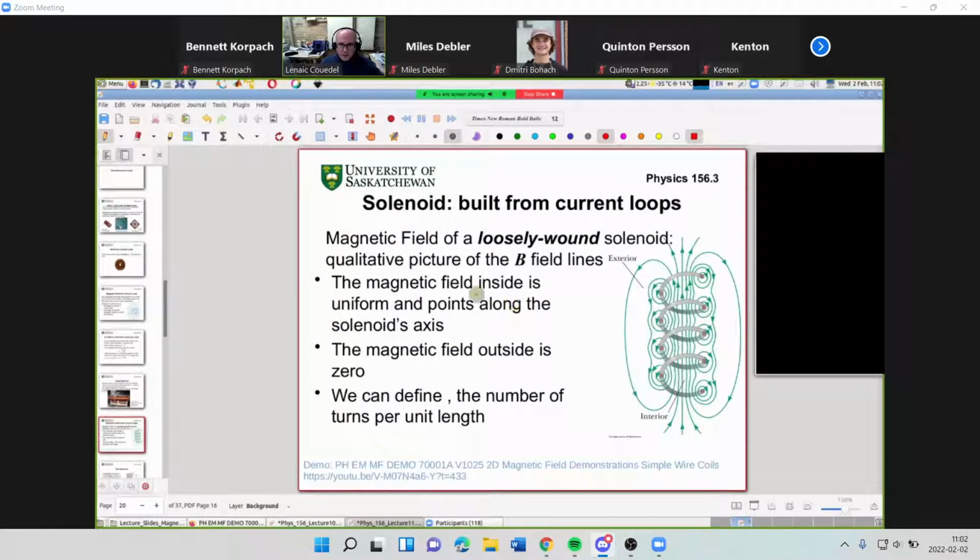Let's first discuss this qualitatively. You have a loosely wound solenoid, so you have current going in there, coming towards you here, going in there, going towards you here, going in there, going towards you here. Because it's a wire with flowing current, you are generating a magnetic field.